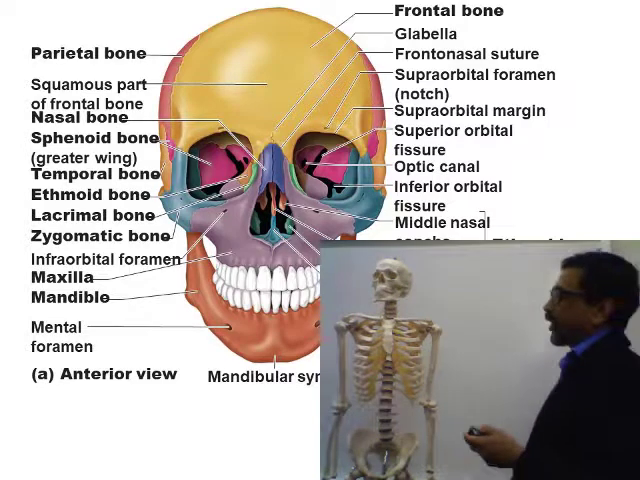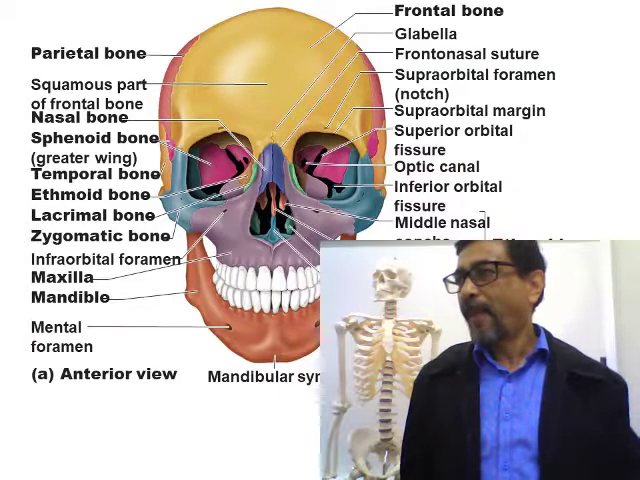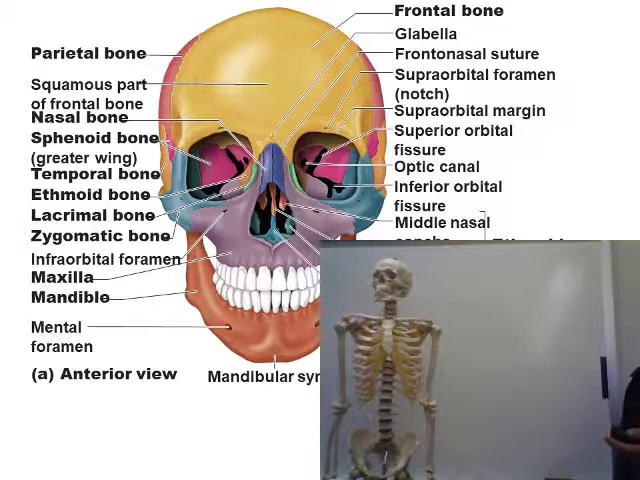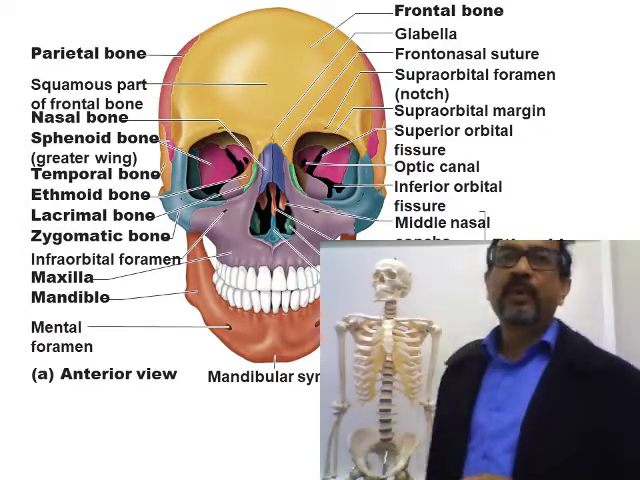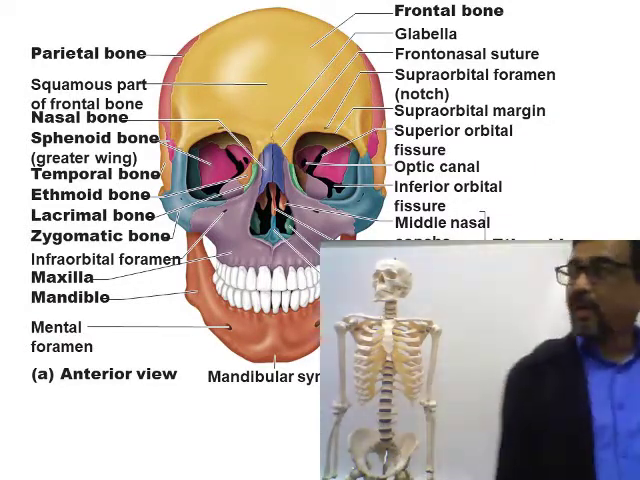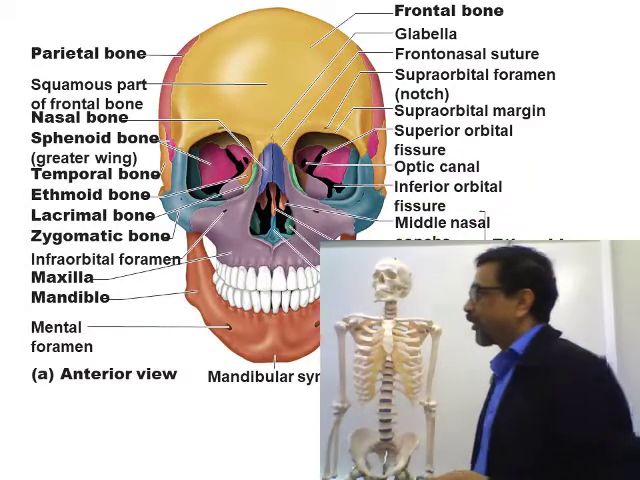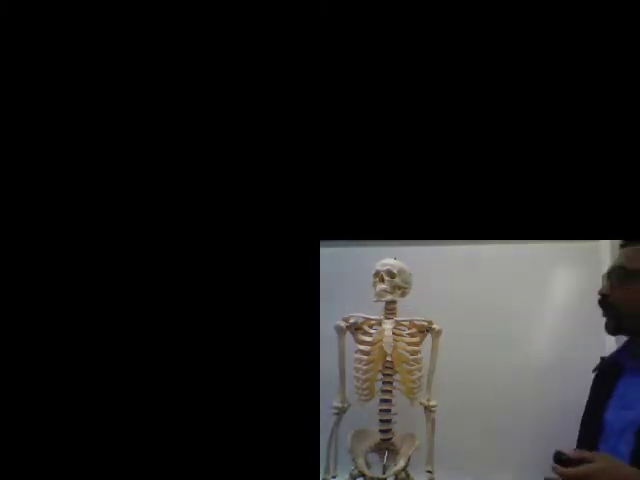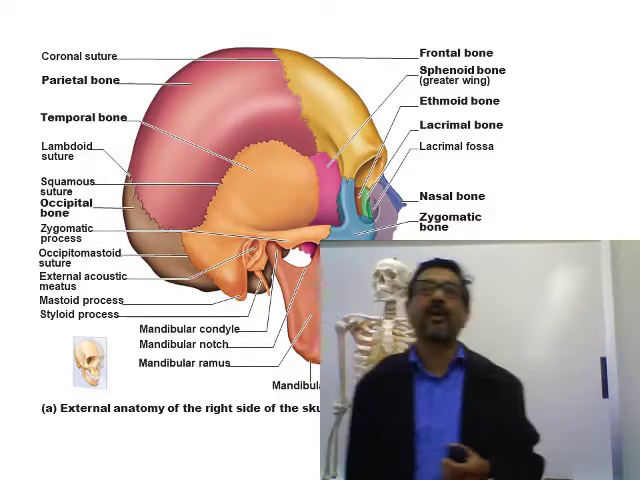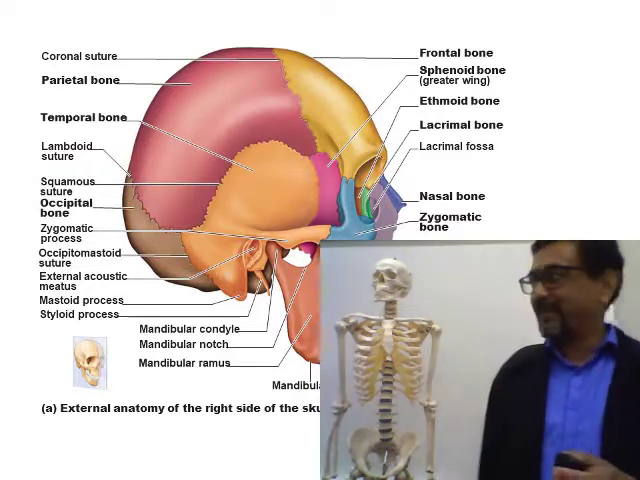Now sutures. Sutures are the joints in the skull, and the cranial bones join to each other at the sutures. So what are the sutures present in the skull? Important sutures or large sutures are coronal suture, sagittal suture, lambdoid suture, and squamous suture. There are a couple more, but these are the main ones.